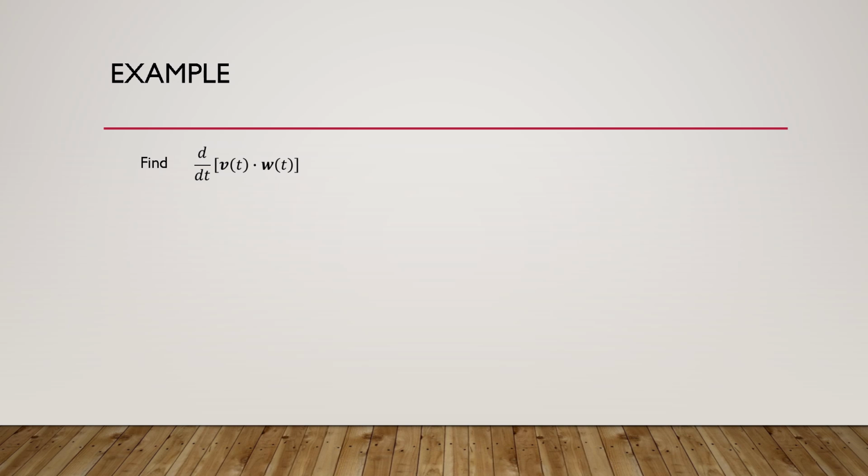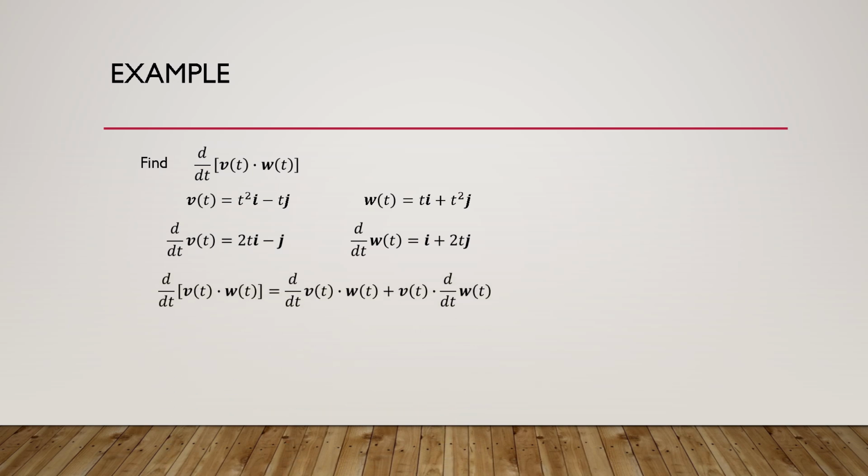For example, find d/dt of the dot product of v(t) and w(t) when v(t) equals t squared i minus tj and w(t) equals ti plus t squared j. d/dt of v(t) equals 2ti minus j and d/dt of w(t) equals i plus 2tj. We start with the definition of this derivative from before and fill in the appropriate terms. The dot product of 2ti minus j and ti plus t squared j, plus the dot product of t squared i minus tj and i plus 2tj.